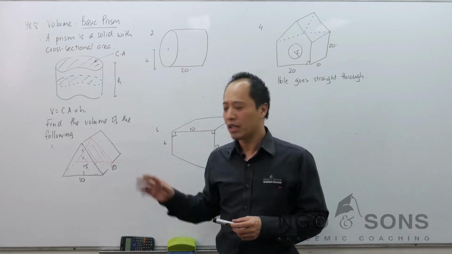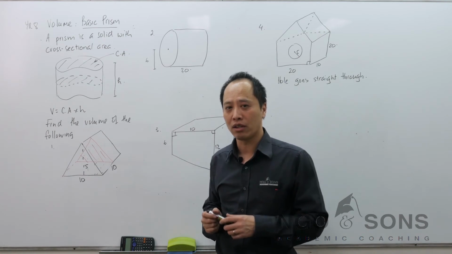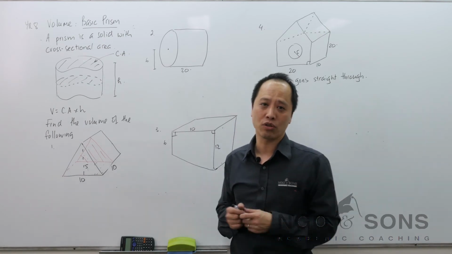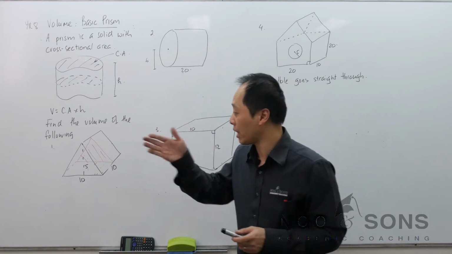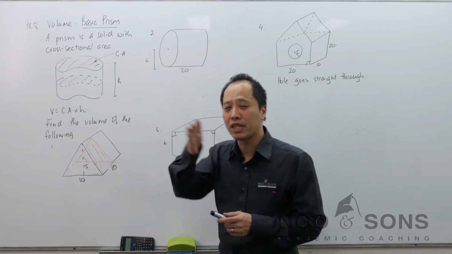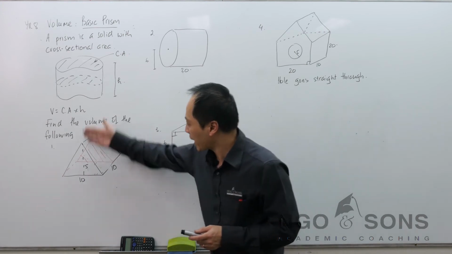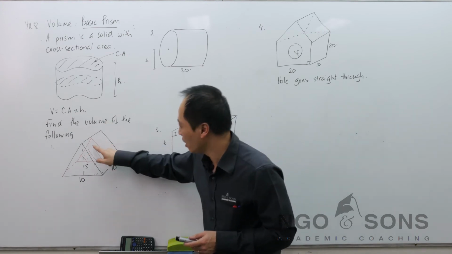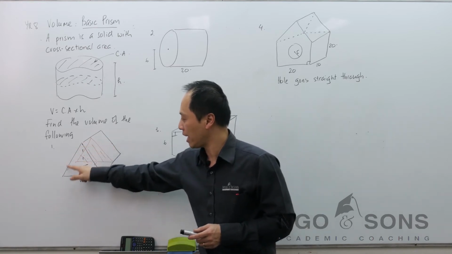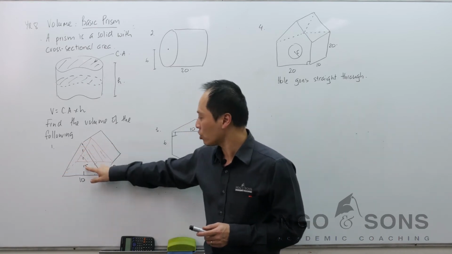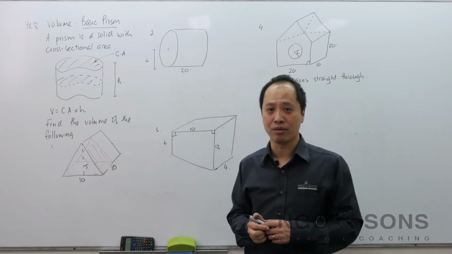Okay, then, so now you've determined that it's a regular solid. The question is, well, what's the cross-sectional area? The cross-sectional area is the area of the slice, okay? So if I cut it like this, what's the area of each of the slices? Well, it's the area of this triangle, or it's the area of this triangle here. Because this triangle and this triangle are the same triangle, right?